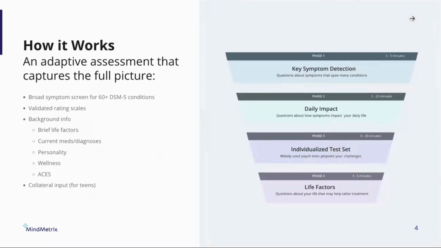MindMetrix is organized into 4 phases. The basic flow is simple. It starts broad with key symptom detection, then assesses the impact of the symptoms the patient endorsed. From there, MindMetrix goes deeper where clinically indicated, pulling in an individualized test set made up of validated rating scales for each endorsed condition. The final section gathers life factors and context, including well-being, personality traits, and adverse childhood experiences to help clinicians interpret the results within the broader clinical picture.